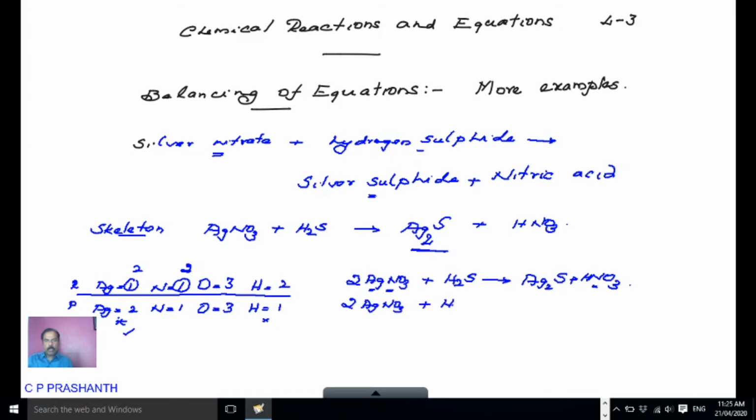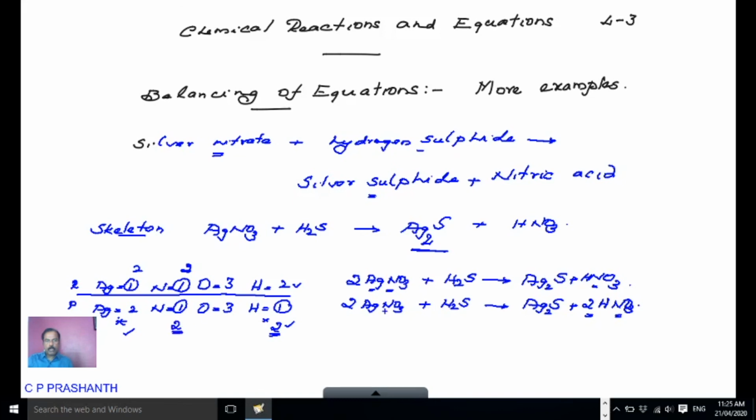So how do we do that? Put the coefficient in front of HNO3 on the right hand side. So it will be 2AgNO3 plus H2S gives Ag2S plus 2HNO3. If you already understood how to do it, you can pause the video and try to do it on your own. Then now hydrogen on the right hand side has become 2, so hydrogen is balanced. Nitrogen is 2 on the right hand side, and on the left also it is 2, so nitrogen is also balanced now.